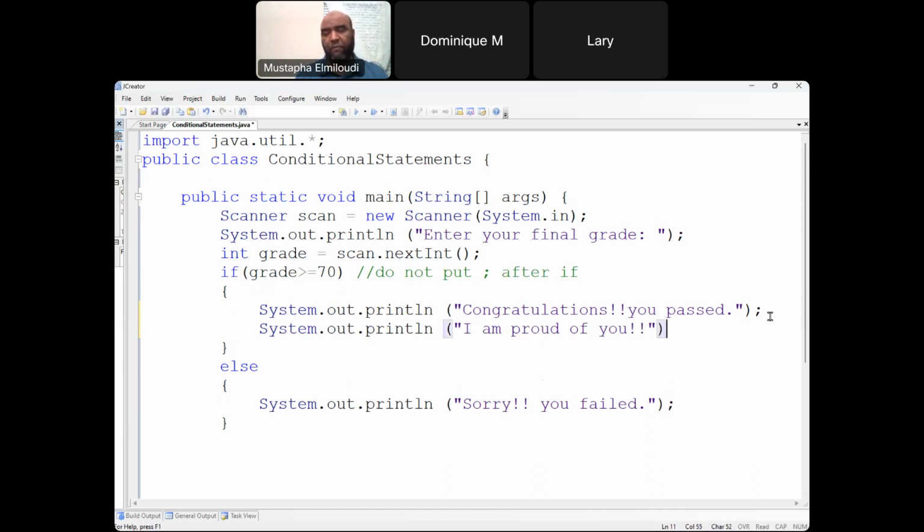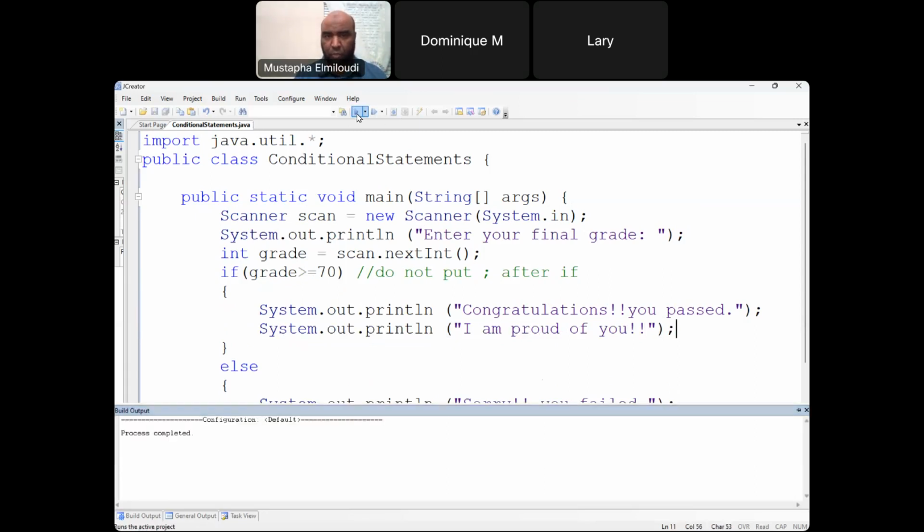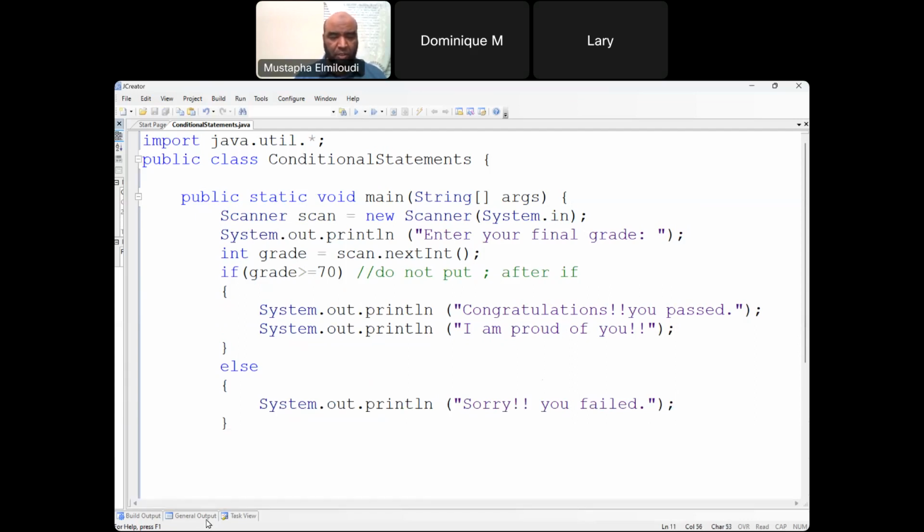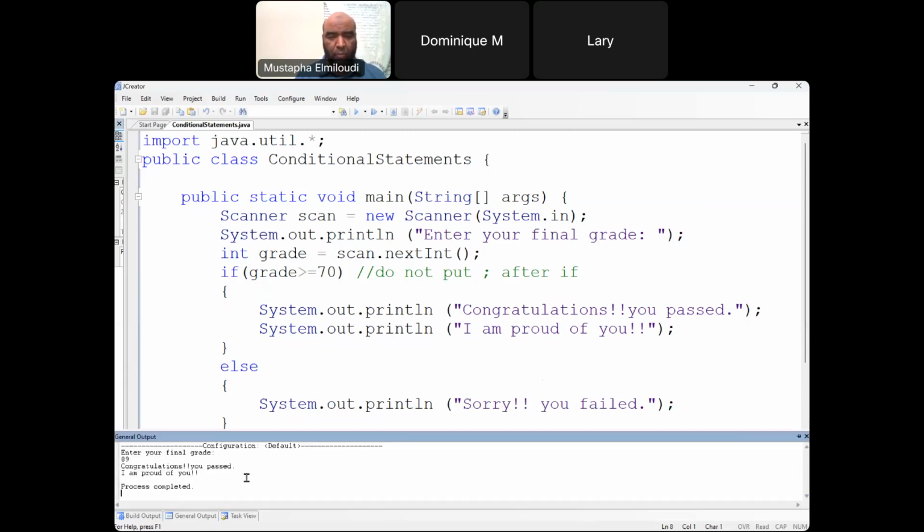Okay. Now, if we have the braces, there's no problem. That's why it's always safer to put the braces. But let me run it first. So there is no problem here. You're going to see, if it is passing, like 89, you're going to see congratulations. See that? Congratulations, you passed. And then you see the second one: I am proud of you.